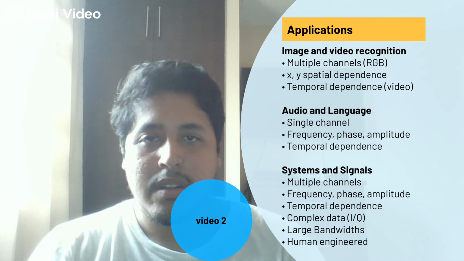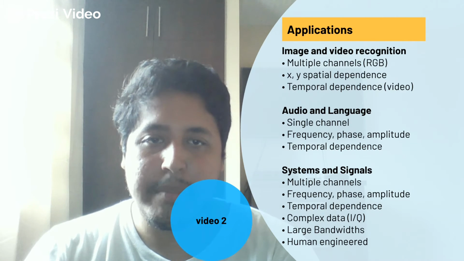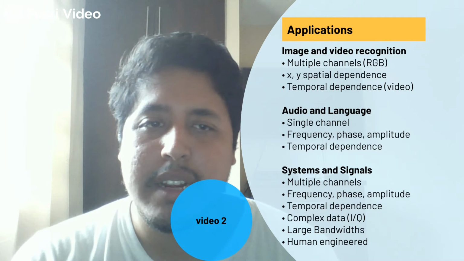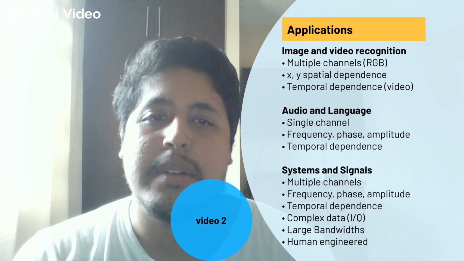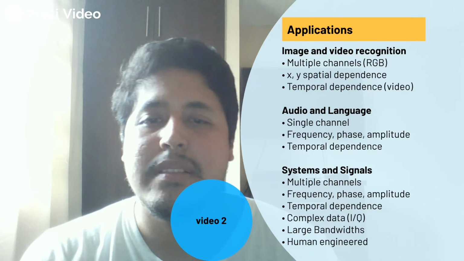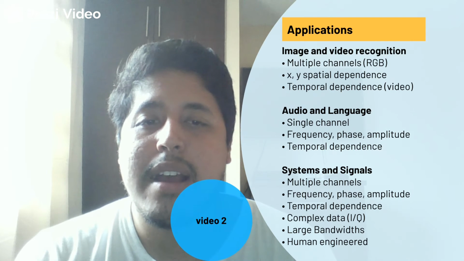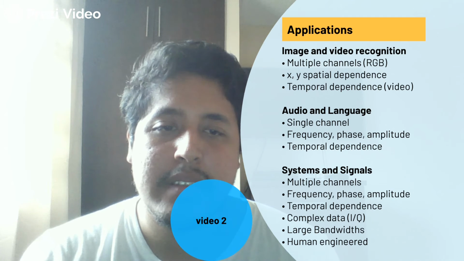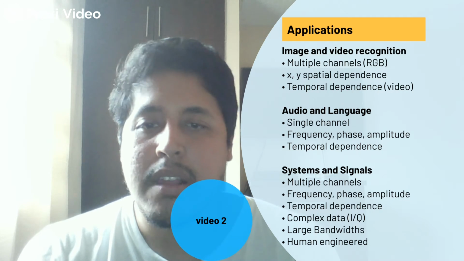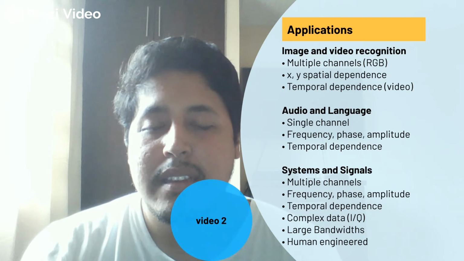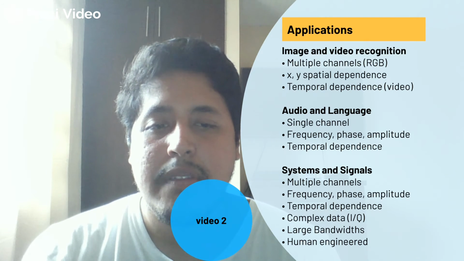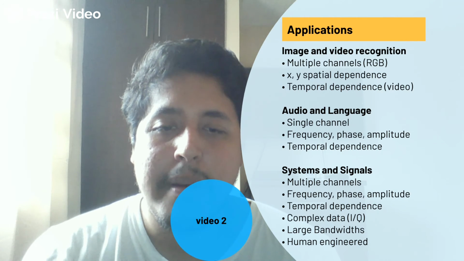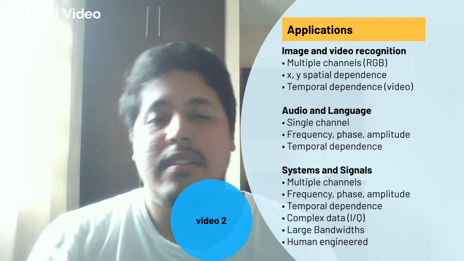Application of deep learning in radio frequency systems. Image and video recognition have multiple channels, RGB, X, Y, spatial dependence, temporal dependence for video. For audio and language, there is a single channel, frequency, phase, amplitude, temporal dependence. For systems and signals, there are multiple channels, frequency, phase, amplitude, temporal dependence, complex data, IQ, large bandwidth, and human in general.